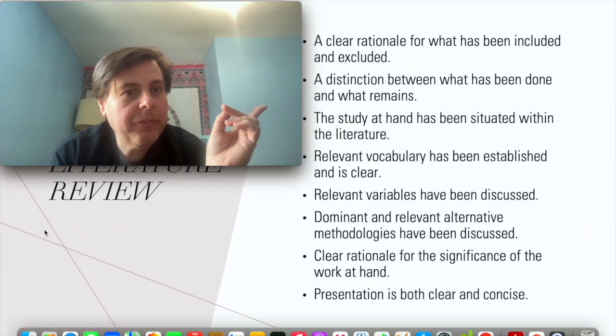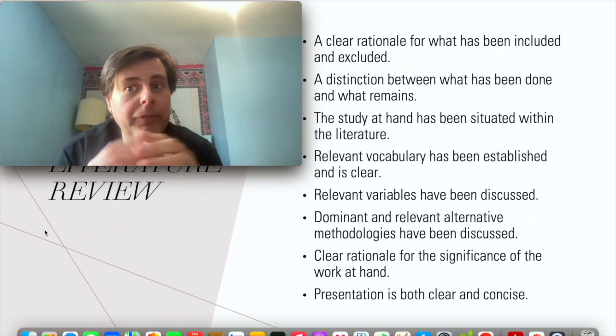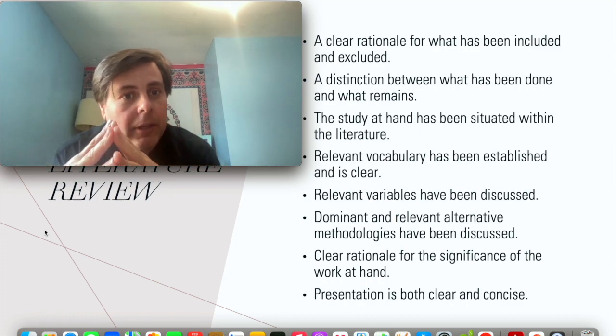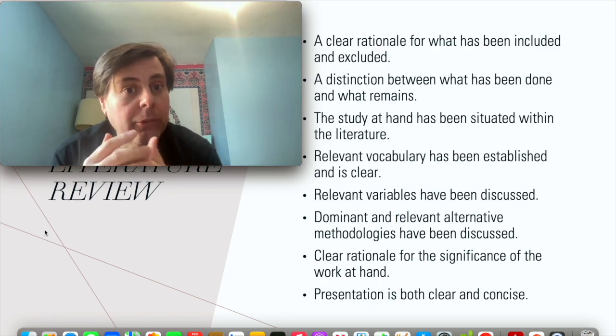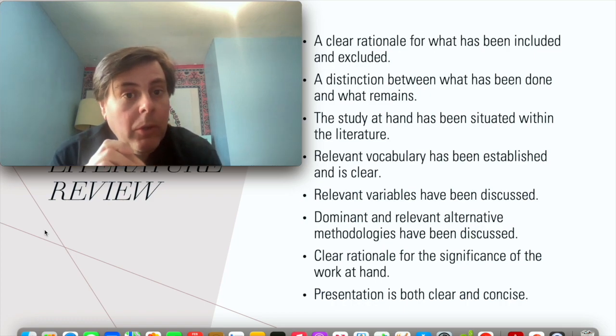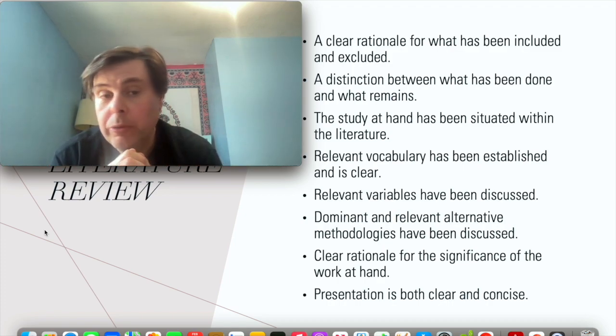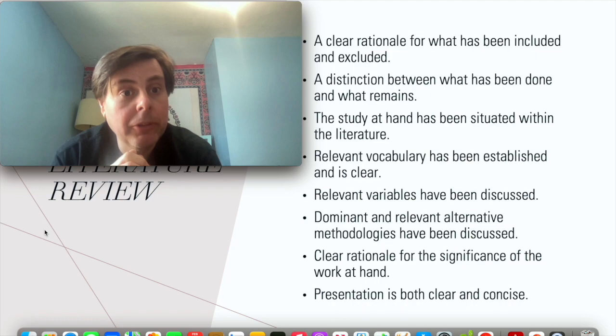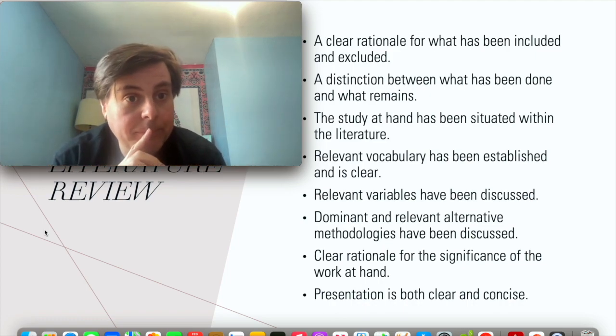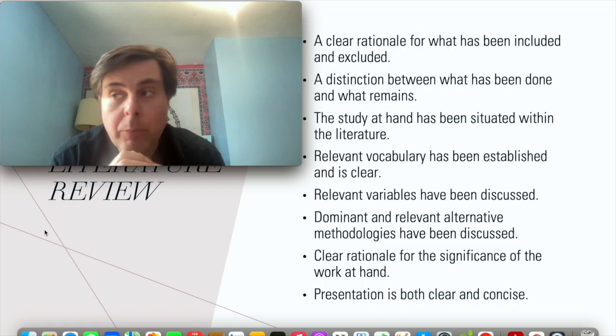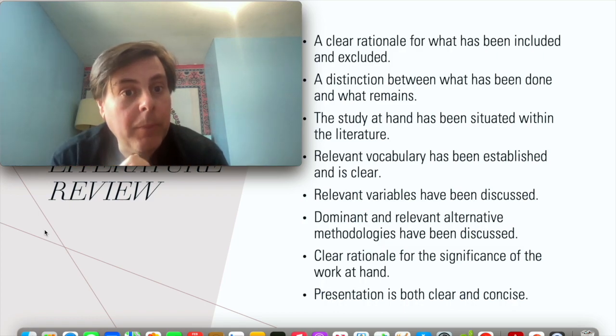Okay, so over here we see this list, right? Our literature review should have a clear rationale for what has been included and excluded from the literature search. So what types of things did we look for and what didn't we look at? For example, we may want to confine our literature search to just peer-reviewed journal articles, maybe books, and we may want to exclude references from the popular press, like newspapers and magazines. Okay, we should have some kind of reason why we did that, right? And that should be included in the literature review.